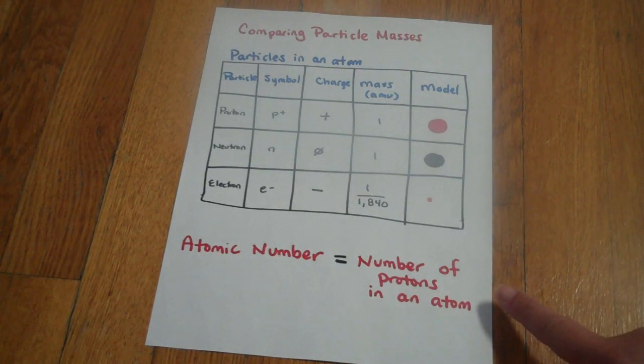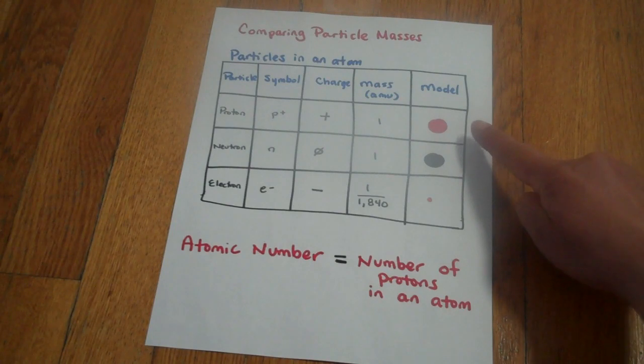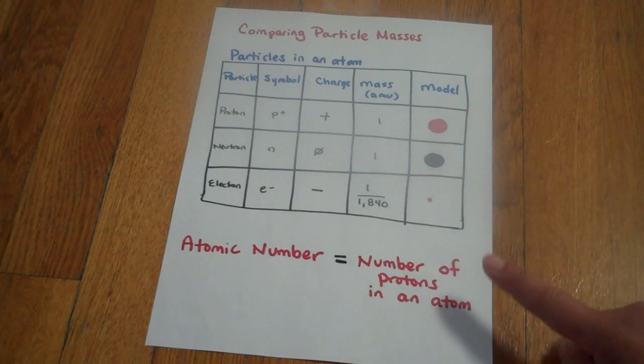The atomic number, this is the most important thing, is the number of protons in the atom. So when we count the protons total, that's the atomic number. That's the identification of the atom.